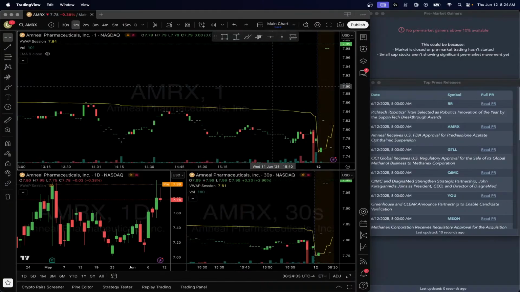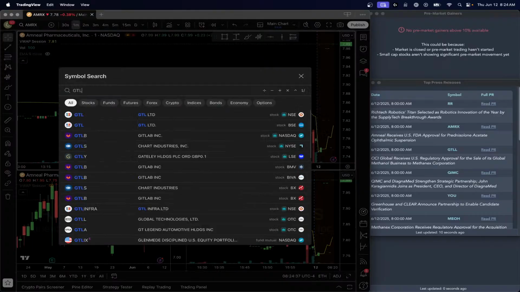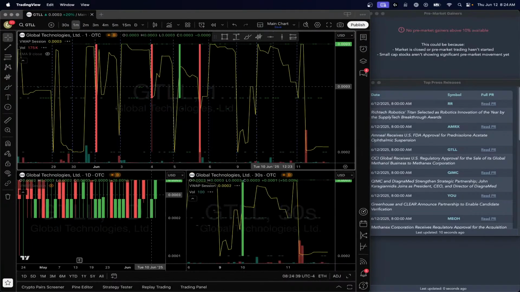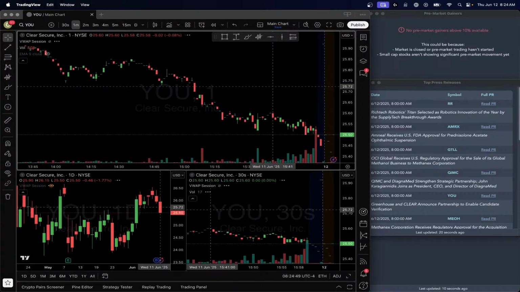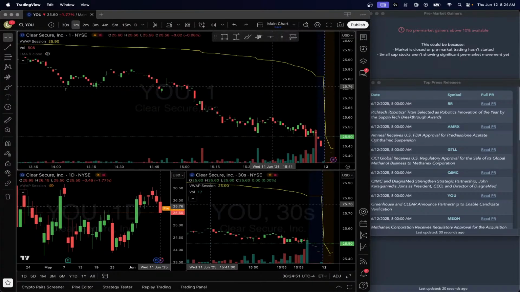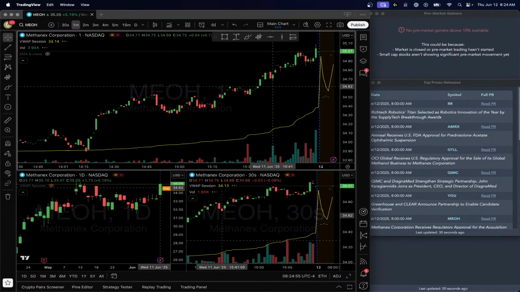AMRX. Yeah, there's no volume there. GTLL, same thing. That just looks like algo trading to me. There's nothing there. There's nothing there either. MEOH. I mean, just because they give out a press release doesn't mean it has to move.